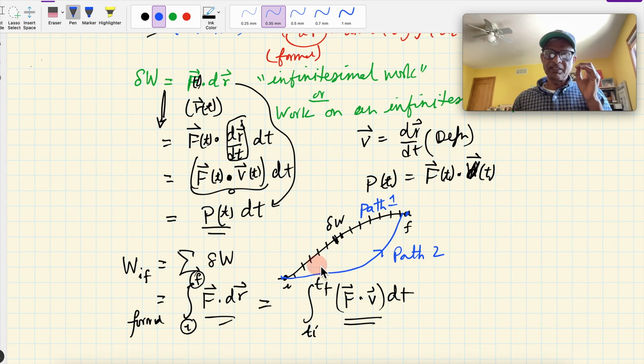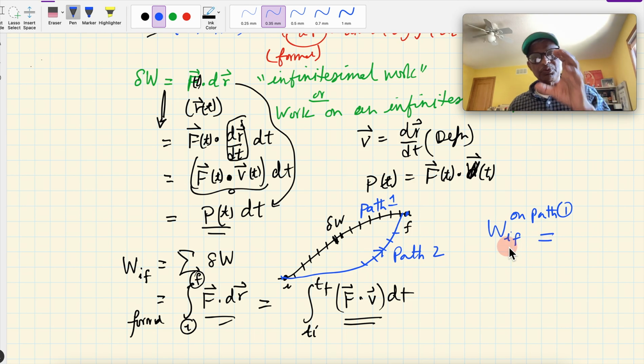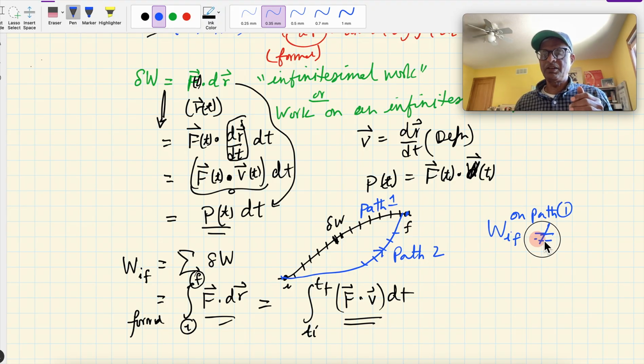What I will find is when you work out over here, it's often different. So W on path 1 is, in general, sometimes the same if the force is conservative. But when you have friction and things like that, dissipative forces, it is not the same. So this is not the same as the same two points, but on path 2.